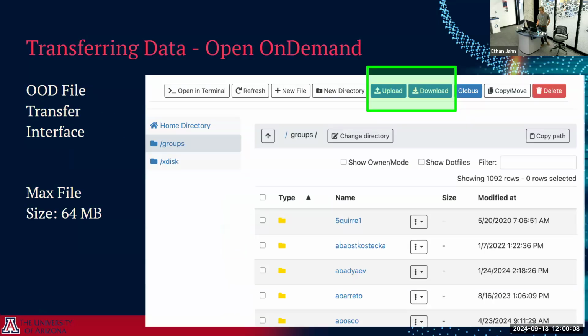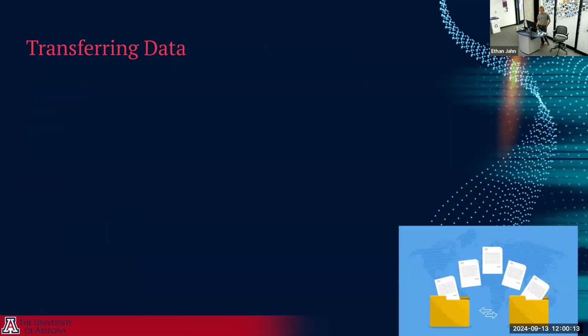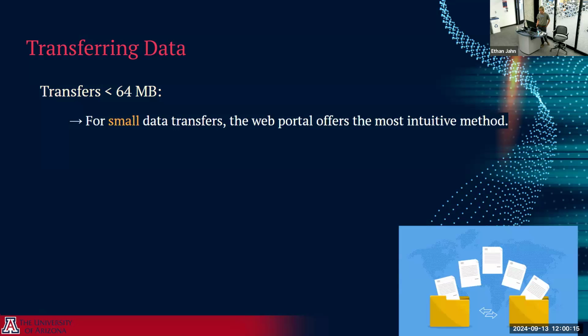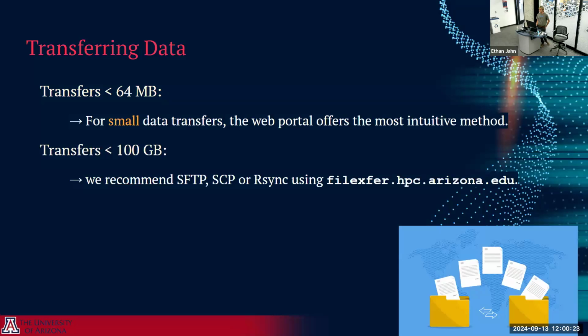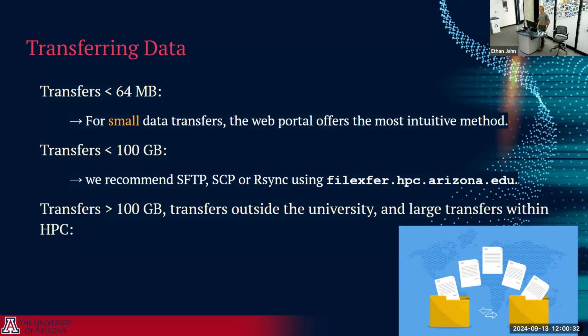So you can transfer files on Open On Demand by clicking the upload or download button that's available. Open On Demand does limit data transfers to 64 megabytes for uploads. For moderately sized transfers, less than 100 gigabytes, you can use our command line options. And for very large transfers over 100 gigabytes, or transfers outside of the university, you can use Globus. So that's the recommended method there.